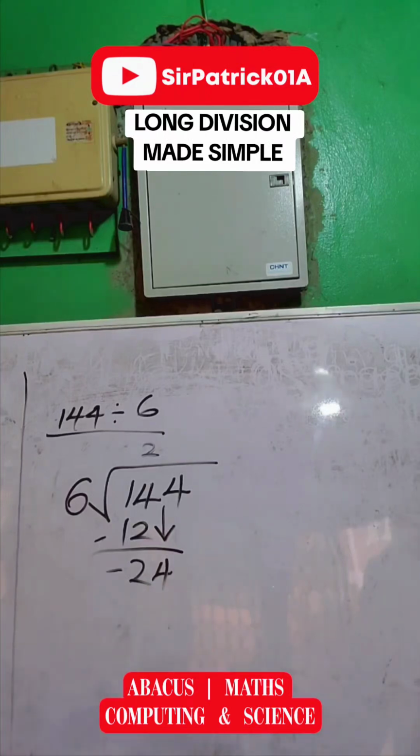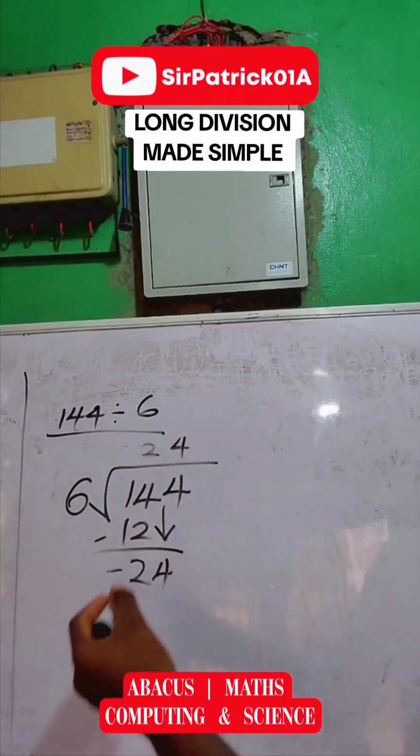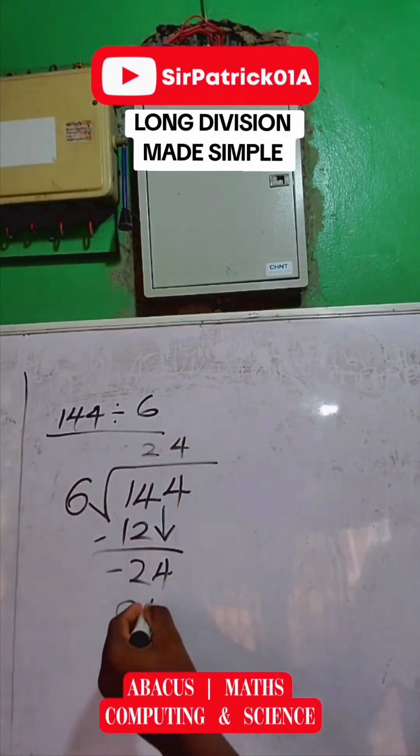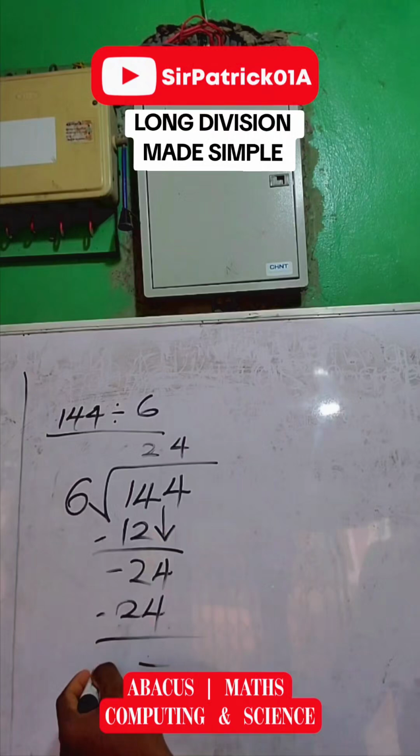30 is bigger than 24, so you cannot use that. So 6 times 4 will give us 24. So we're going to have our 4 here. Then we multiply 6 times 4, 24. So here we'll do a subtraction again. So 4 minus 4, 0, 2 minus 2, 0.